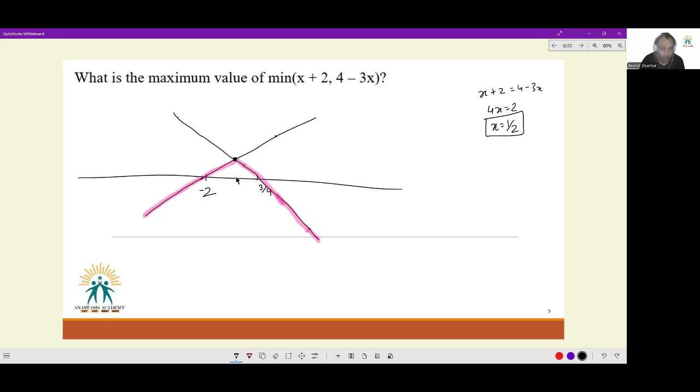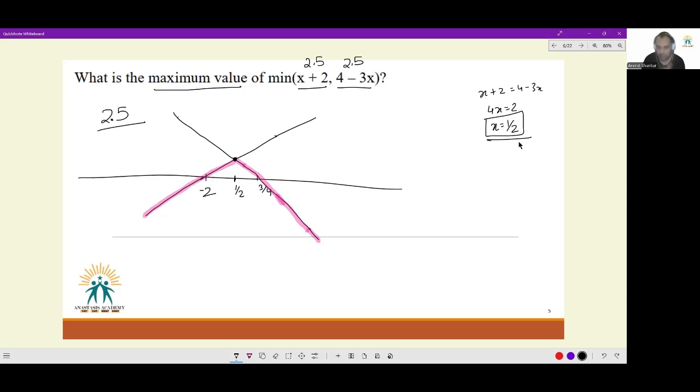Remember, at x equal to half, this value would be obtained. Now at x equal to half, this term would be 2.5. And 4 minus 1.5, this term would also be 2.5. So the maximum value of the function is 2.5. For what value of x is this attained? It is attained at x equal to 0.5.